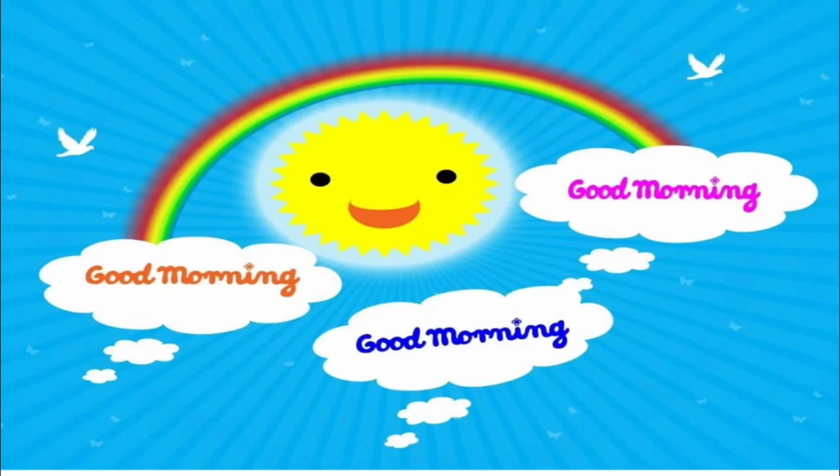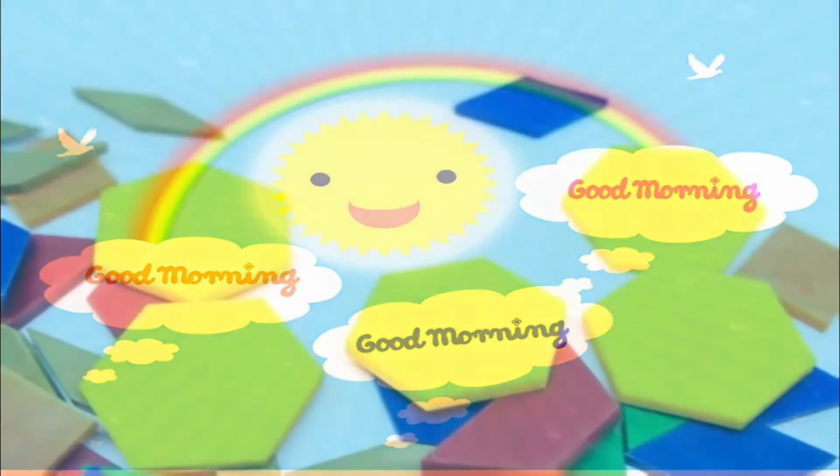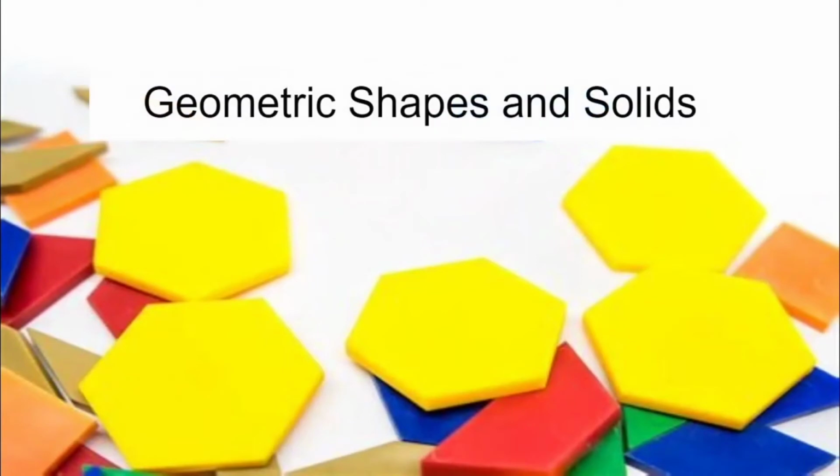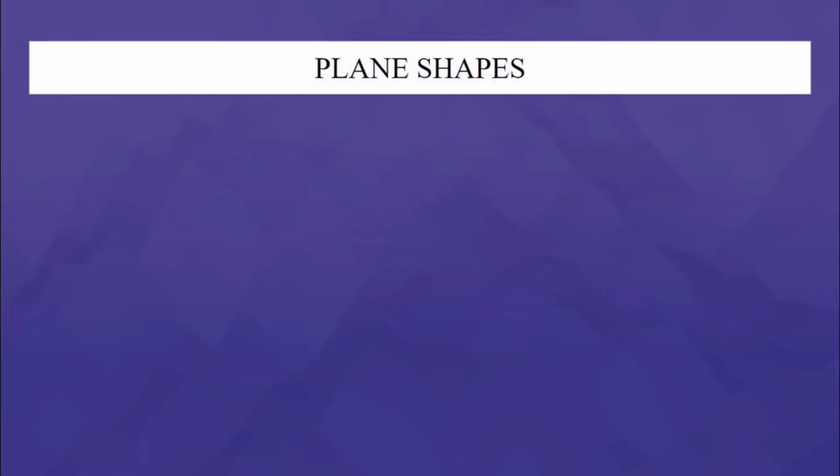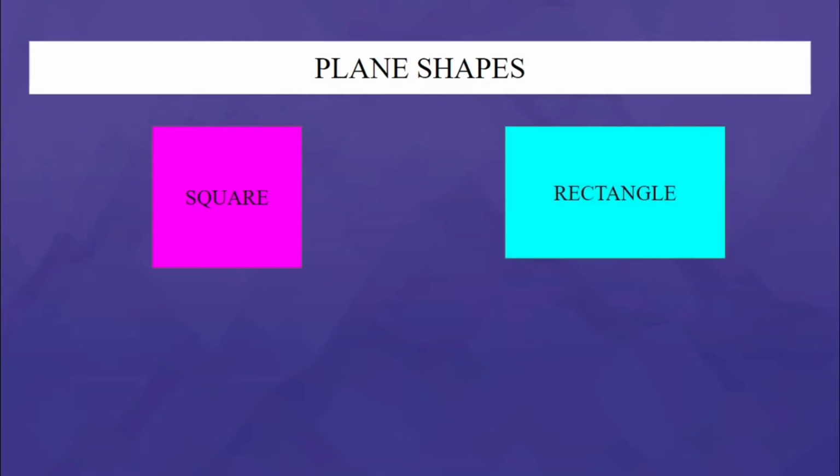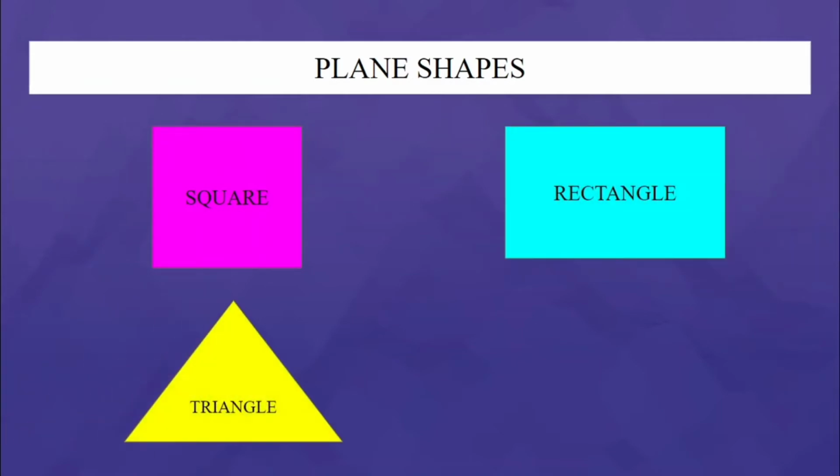Today we are going to revise what we have already done in class 1. So, the topic for today is geometric shapes and solids. First, we will revise 4 basic plane shapes which we have already learnt in class 1. So, the 4 basic shapes are square, rectangle, triangle and circle.